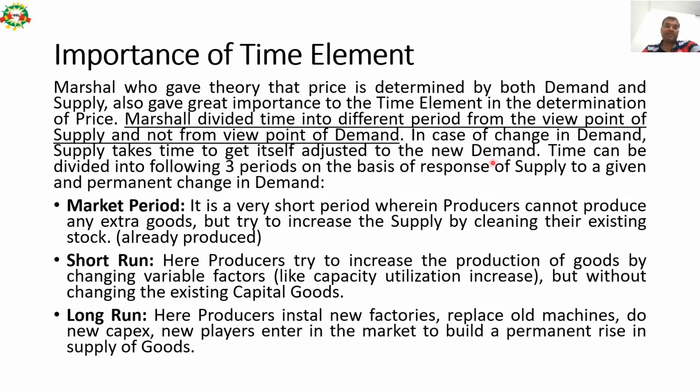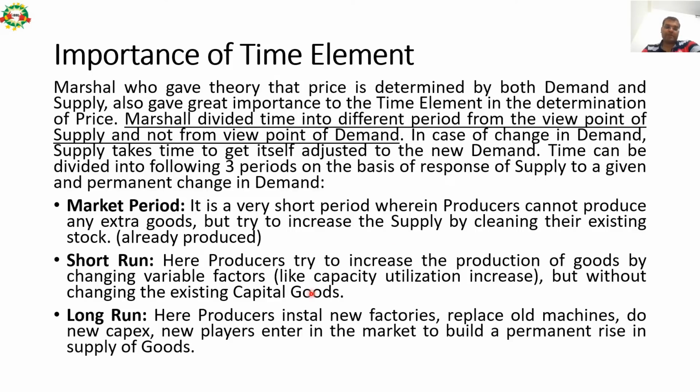In case of change in demand, supply takes time to adjust itself to the new demand. So time can be divided into the following three periods on the basis of the response of supply to a given and permanent change in demand. Number one is market period, then short run, and long run. So what is market period? It is a very short period wherein producers cannot produce any extra goods but try to increase the supply by clearing their existing stock, which is already produced by them.